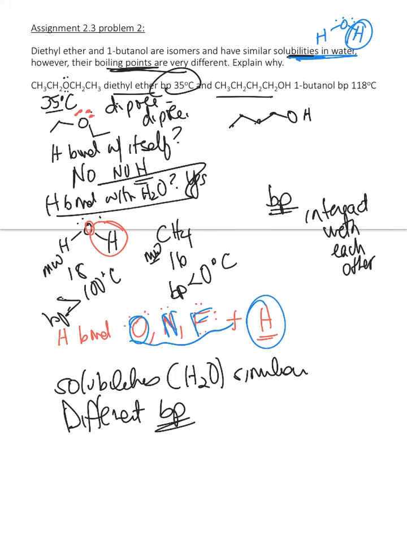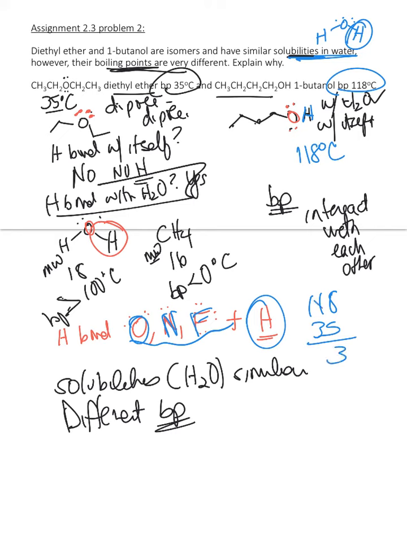Okay, you look at the alcohol here, it can hydrogen bond with water, and it can hydrogen bond with itself, because it has an oxygen and it also has a hydrogen. So look, its boiling point is 118 degrees. So what's the difference between 118 and 35? 83 degrees. So similar molecular mass, but the fact that butanol can hydrogen bond with itself causes its boiling point to be 83 degrees Celsius more.